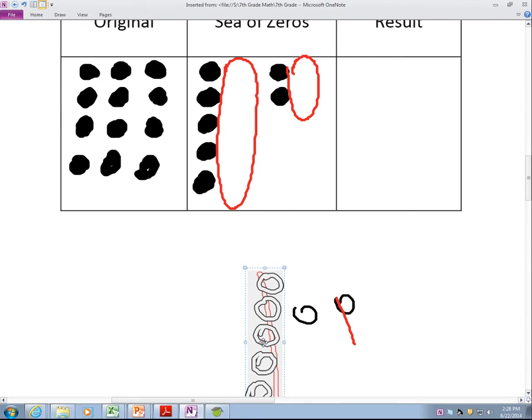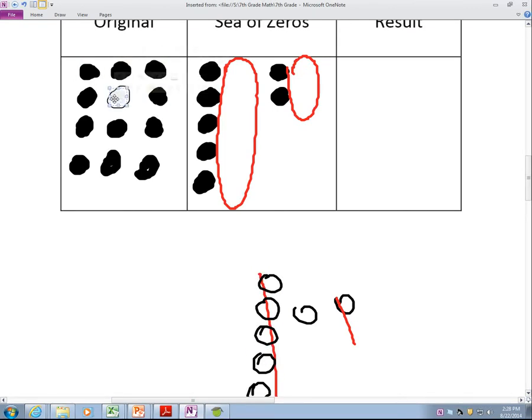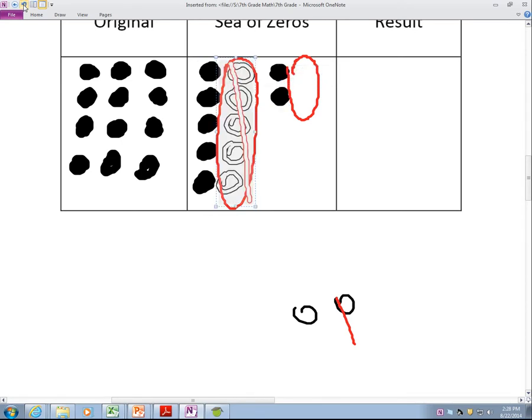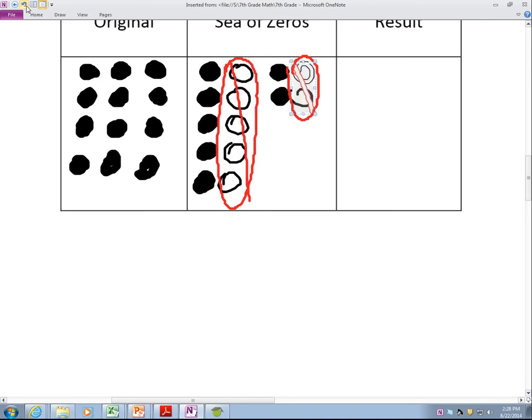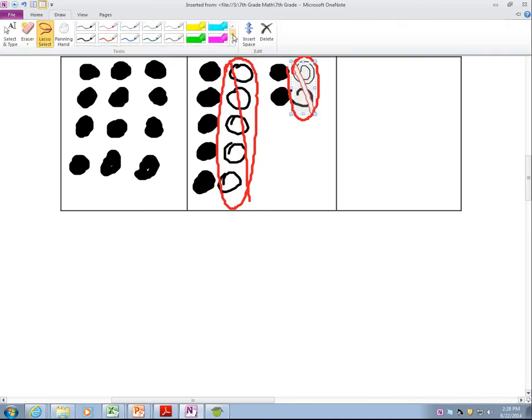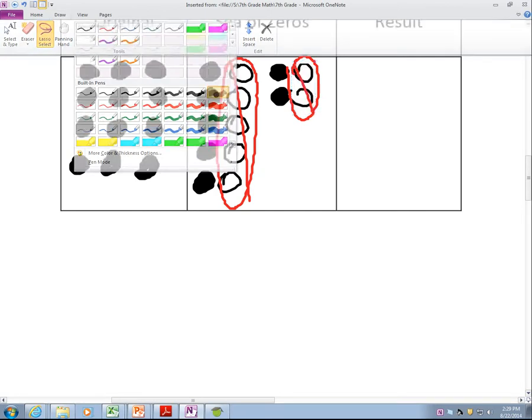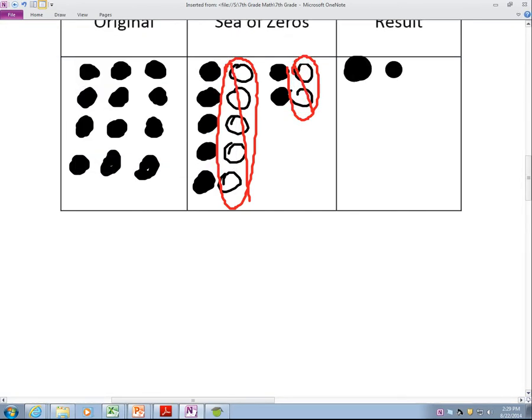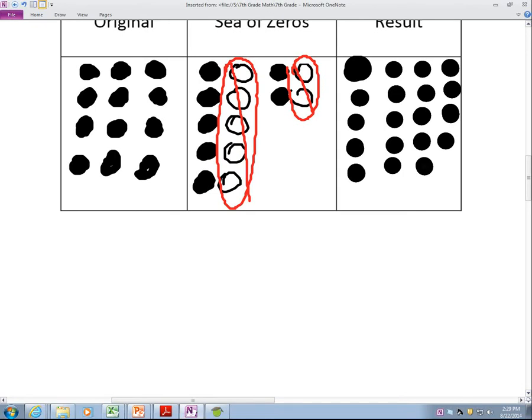12. Okay, Raven? 12? Let's count them. 1, 2, 3, 4, 5, 6, 7, 8, 9, 10, 11, 12, 13, 14, 15, 16, 17, 18, 19, right? See that? Oh, is it going to count those now? There we go. So we have 19 positive integers remaining. So let's do 1 through 19. Do that.